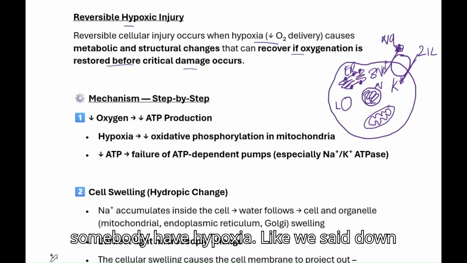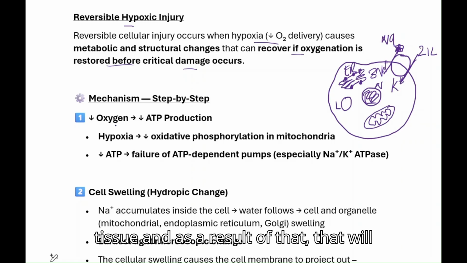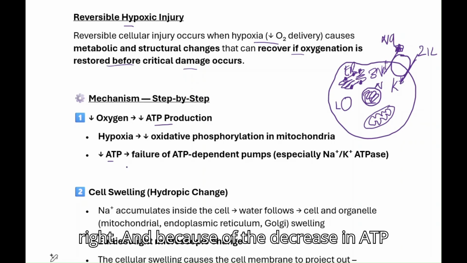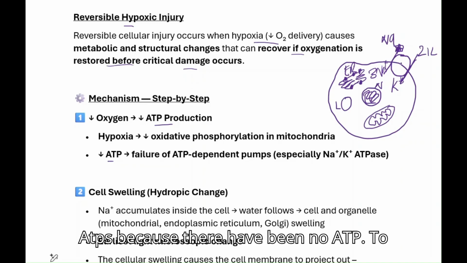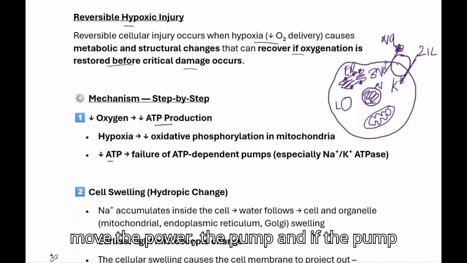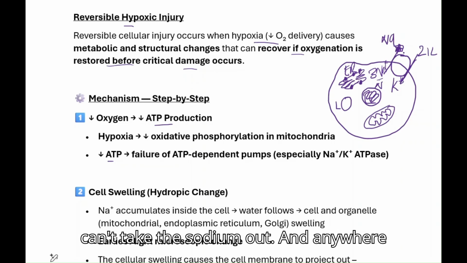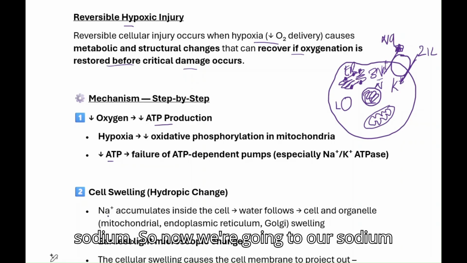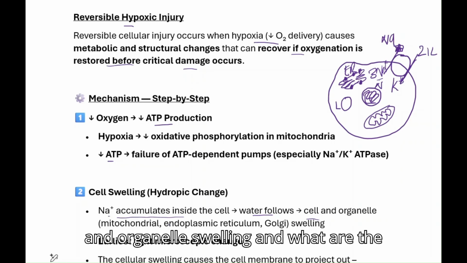So if somebody has hypoxia, like we said, there will be decreased oxygen delivery to the tissue, and as a result of that, that will lead to decreased ATP production, right? And because of the decrease in ATP production, this pump, the sodium potassium ATPase, is going to stop working, because there will be no ATP to power the pump. And if the pump stops working, then sodium is going to accumulate inside the cell, right? We can't take the sodium out. And anywhere sodium goes, what follows? Water follows sodium. So now sodium accumulates inside the cell, and the water follows, and that leads to cellular and organelle swelling.